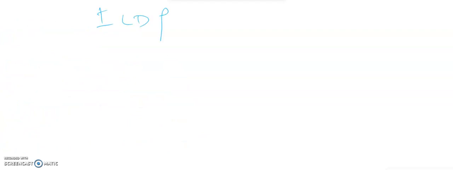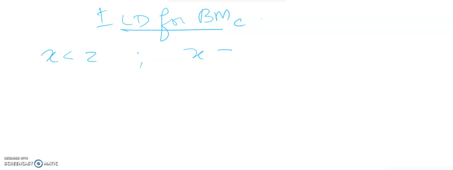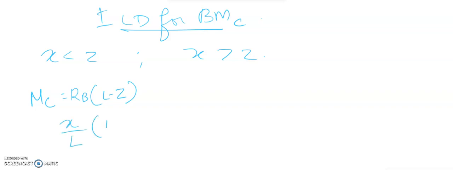ILD for bending moment at C. That is the next figure. Again, in this case also you have two conditions, that is x less than z and x greater than z. Both cases you need to write down. For x less than z, just note in the figure, you can understand that your moment at C will be equal to RB into L minus z, right? So you get the variation as x by L into L minus z.